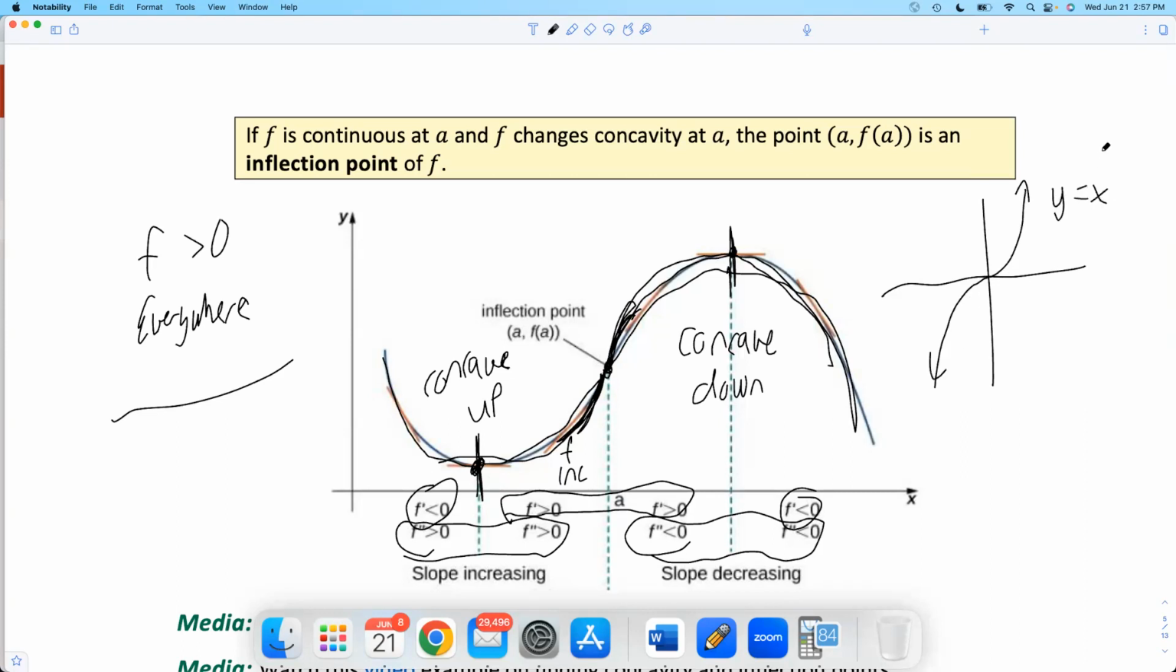Y equals x cubed. Like we could even look. The derivative is 3x squared. So the critical points, the critical values, where does that equal 0? At x equals 0. Where's my second derivative equal to 0? The second derivative would be 6x. Where does that equal 0? At 0.